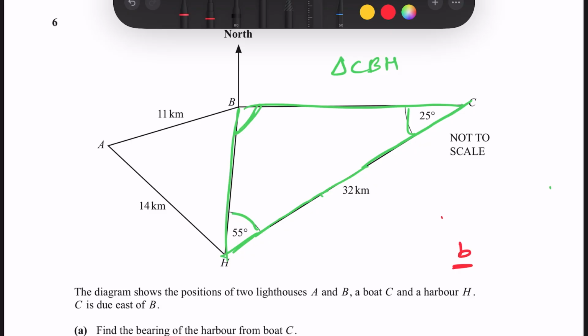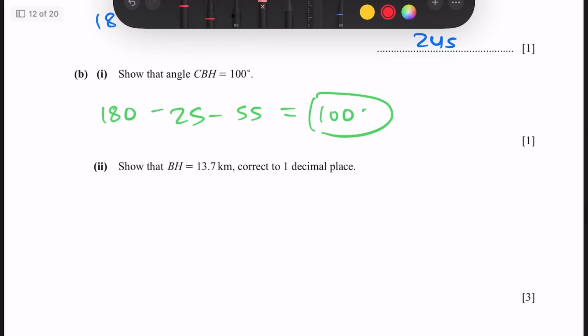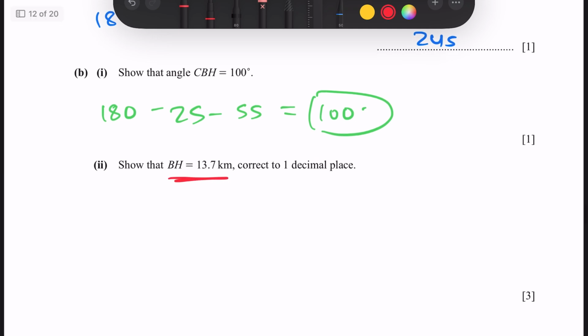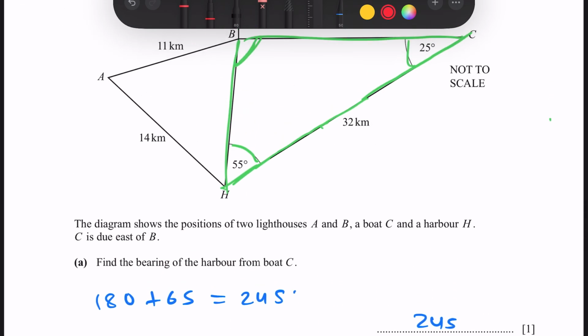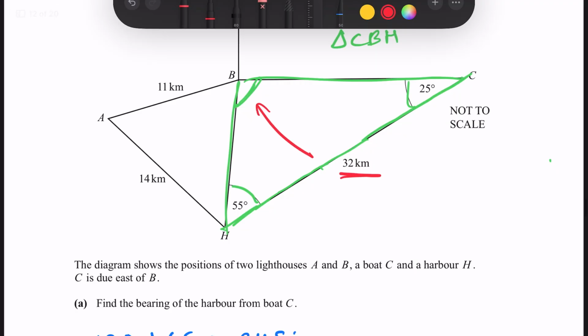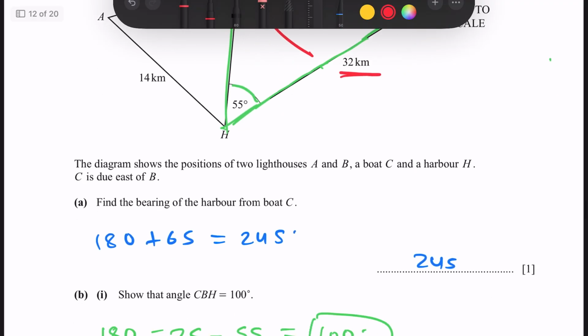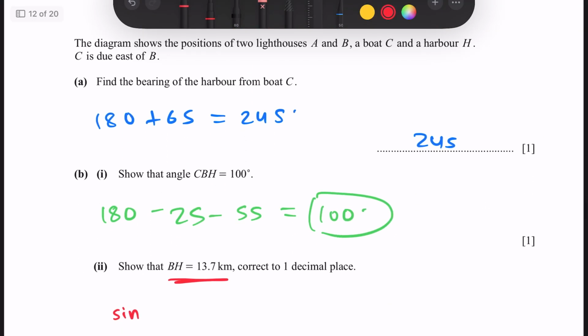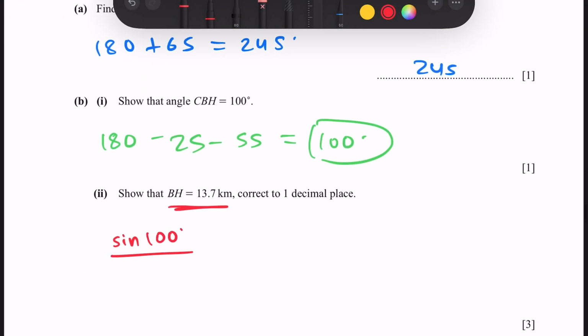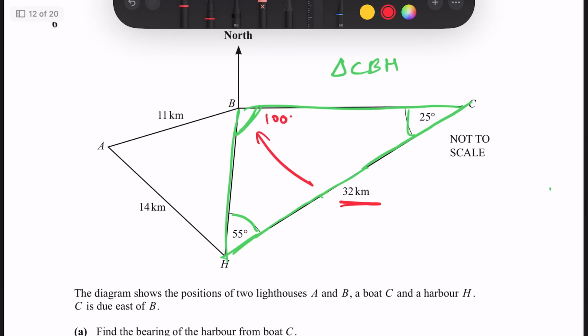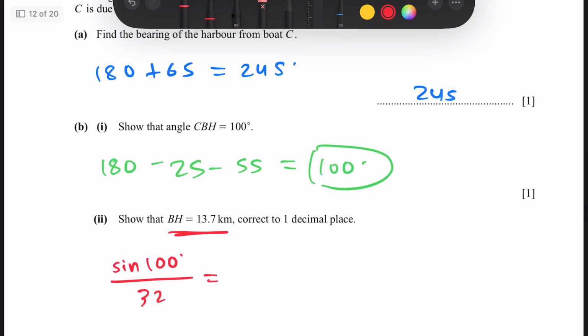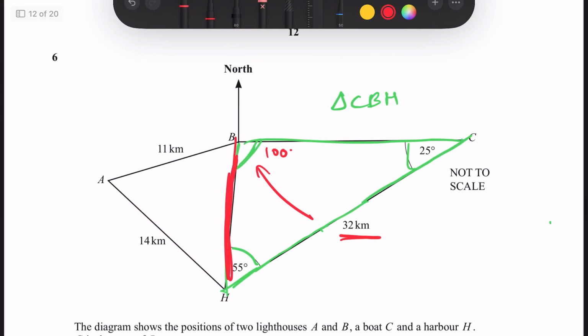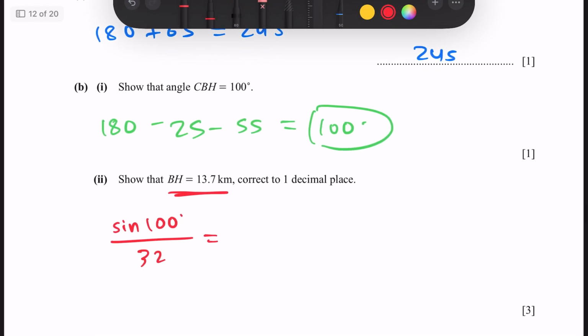So using this law, if we have two angles and one side, we can find the length of another side essentially. So show that BH is equal to 13.7. So sine, let's take this side with length and its corresponding angle, which is equal to, as established in 5 B I, 100 degrees. So sine 100 divided by the length, which is 32 kilometers, is equal to the sine of, they want BH, so it's this length, so the opposite angle would be equal to 25 degrees. So sine 25 degrees divided by BH.